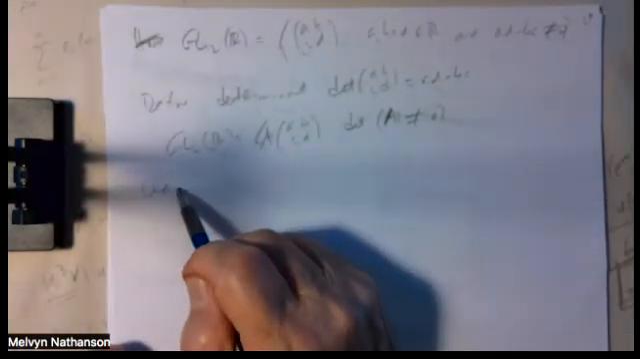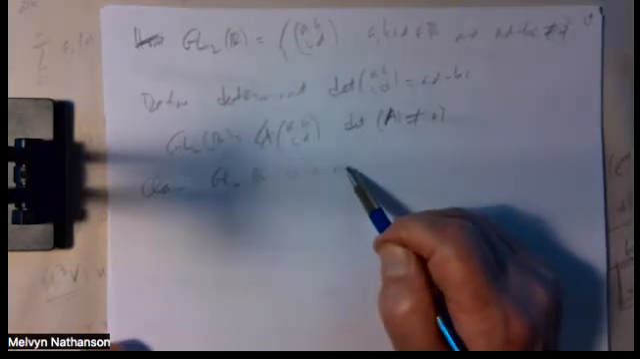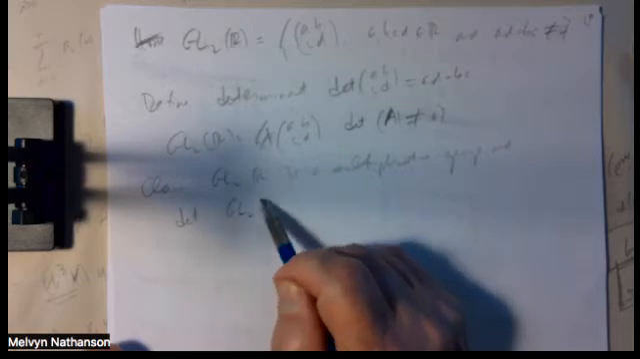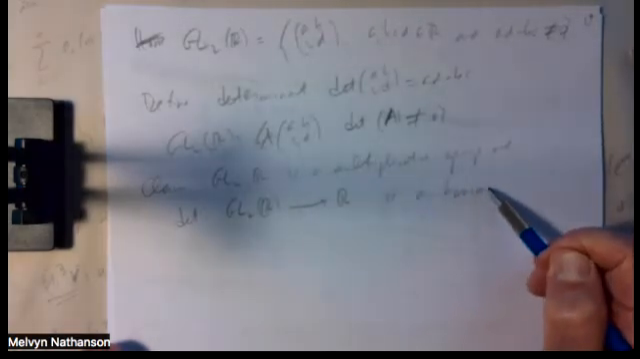And I claim GL2R is a multiplicative group, and this function, the determinant, which sends a matrix to a number, is a homomorphism. So we've seen this before, but let me just jot down the proof again.